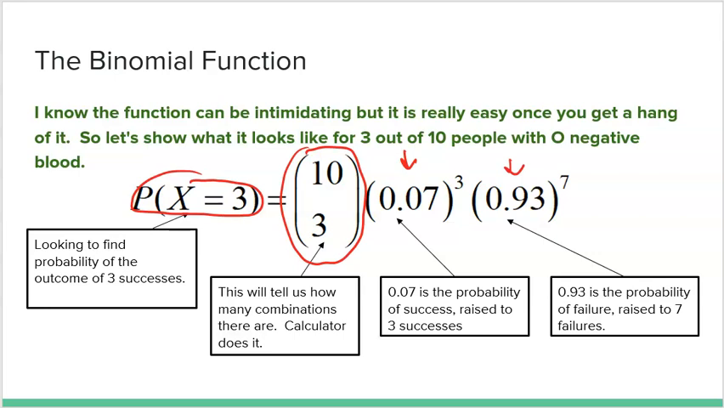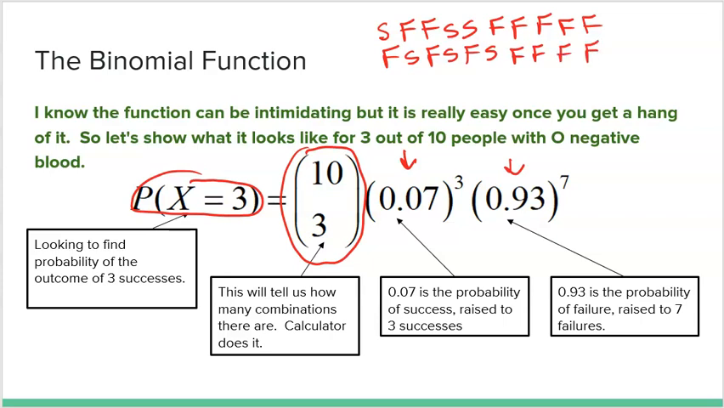I could sit and try to list them: success, failure, failure, success, success, failure, failure, failure, failure, failure. There you go. 3 successes, 7 failures. But another combination could be failure, success, failure, success, failure, success, failure, failure, failure, failure. Yet another combination: success, success, success, failure, failure, failure, failure, failure, failure, failure. So again, I don't want to sit here and try to figure out how many different combinations there are. I want the calculator to tell me. That's where this notation comes in.